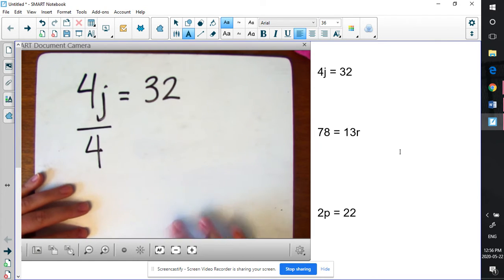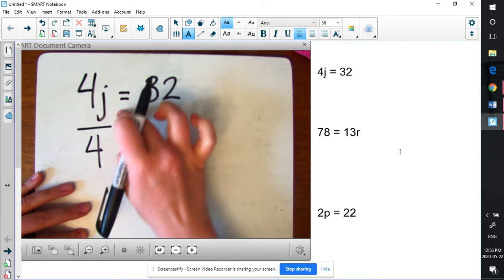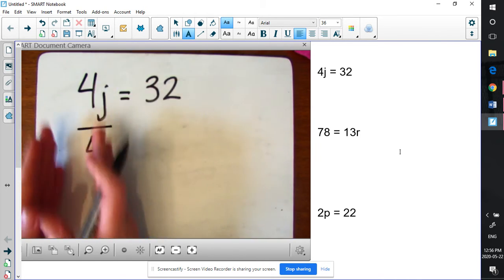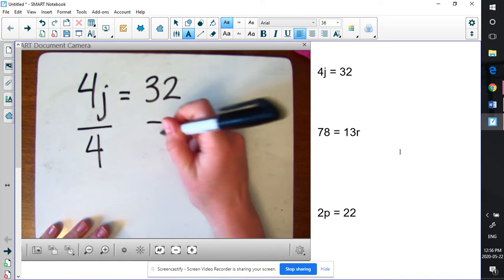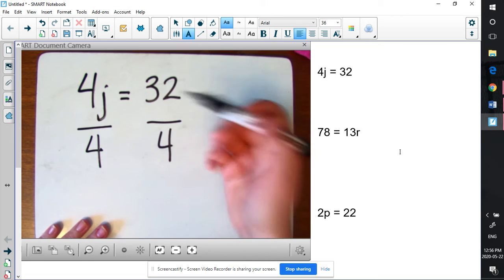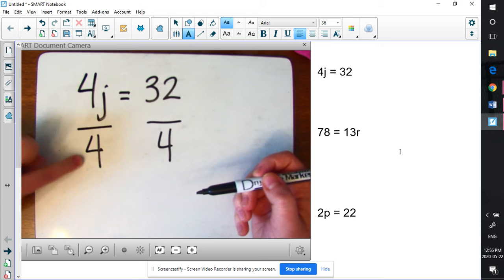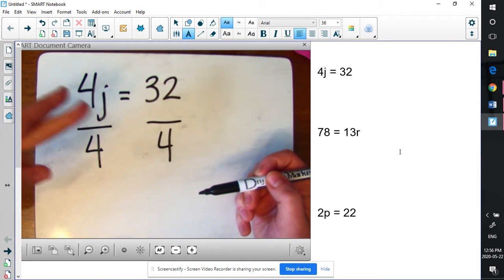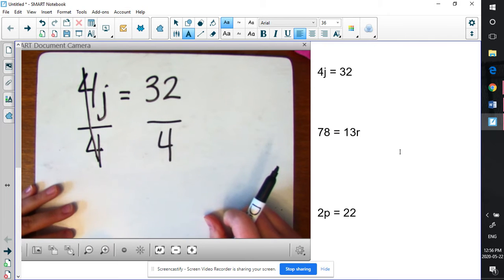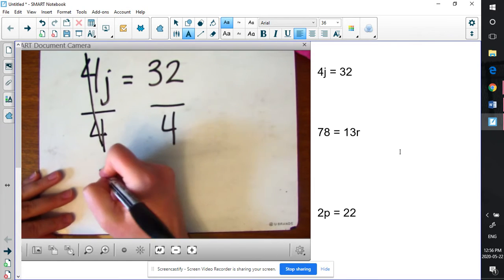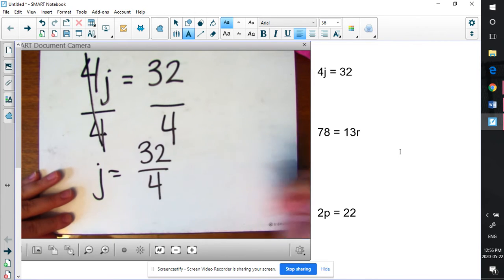4j by 4. And I show that using a line. That means divide. Since this is an equation, whatever I do to one side of the equal sign, I have to do the exact same thing to the other side. So I'm going to do a line and 4 here too. That just means 32 divided by 4. Now 4 divided by 4, those two 4s cancel each other out. So I can draw a line through them to show that they've canceled. Now what I have left is j equals 32 divided by 4.